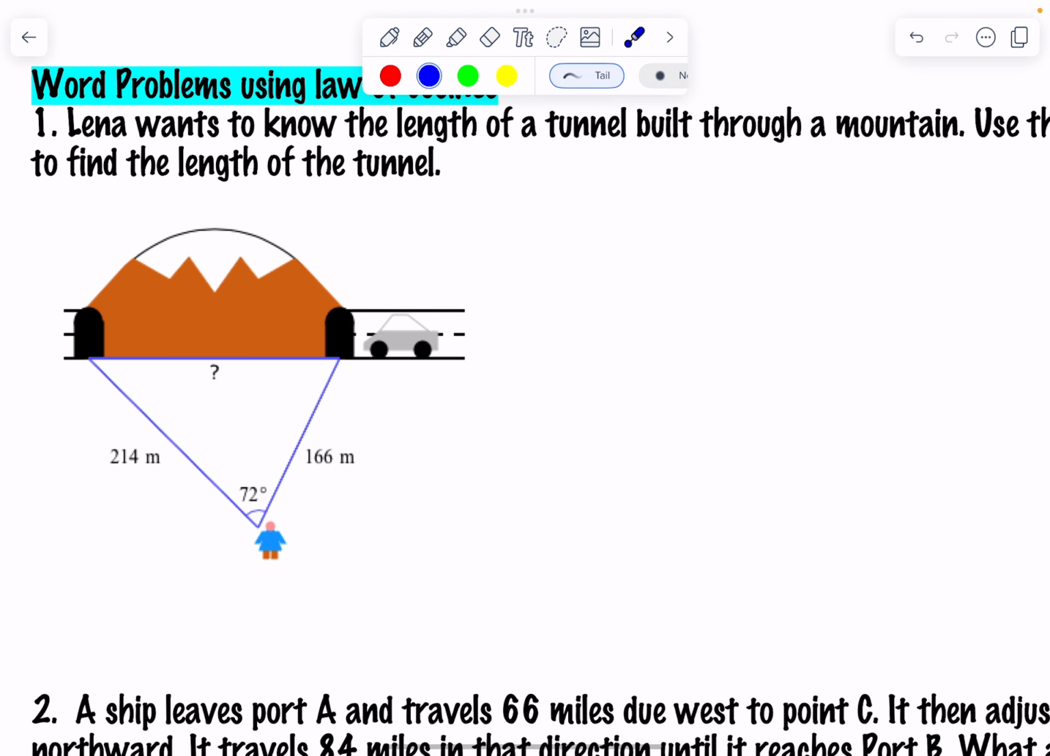Okay, so for the word problems, again, just like signs, some of them are hard and some of them are pretty easy. So, for example, this first one's not too bad. Based off the information they gave you, you can see it's SAS. So write that down, and then it should pop in your head. Okay, we're doing law of cosines. So we're solving for the length of the tunnel, which is right here. We're going to call that x. So let's solve for it.